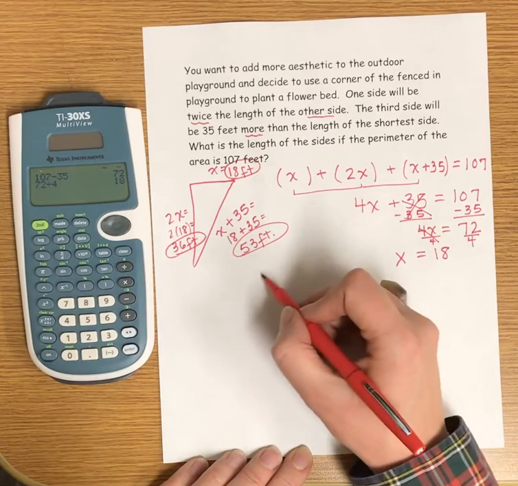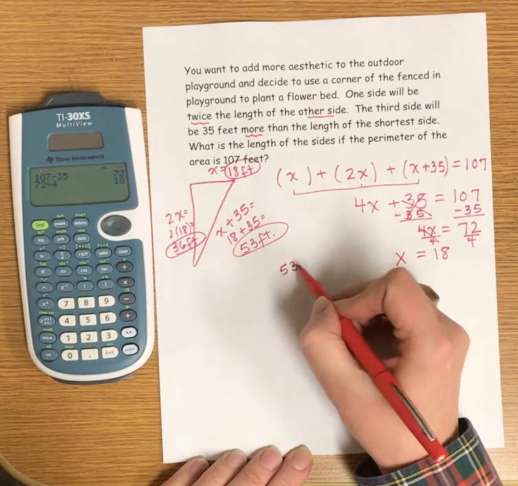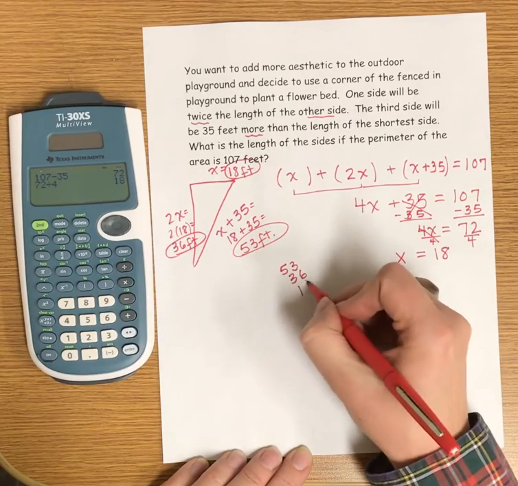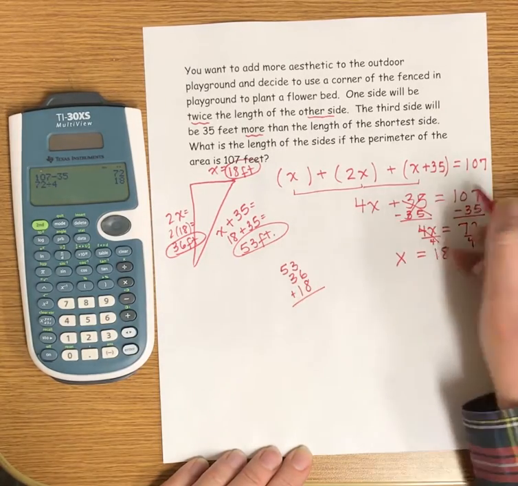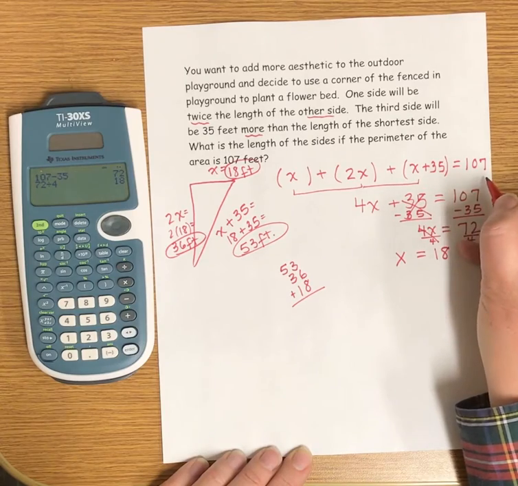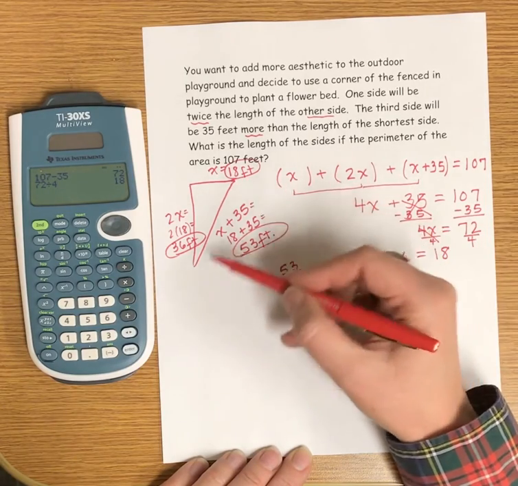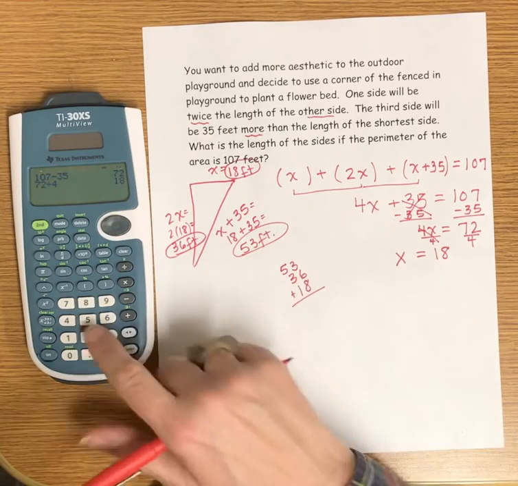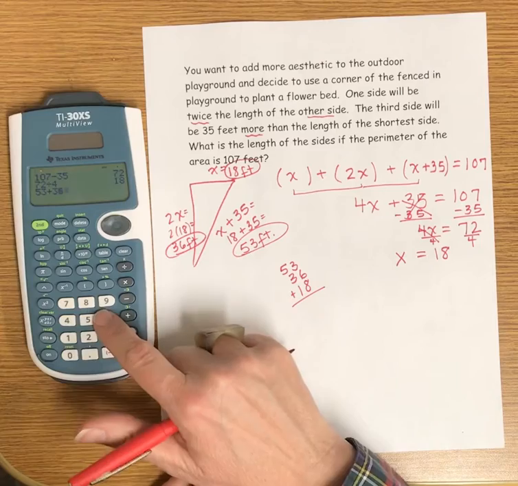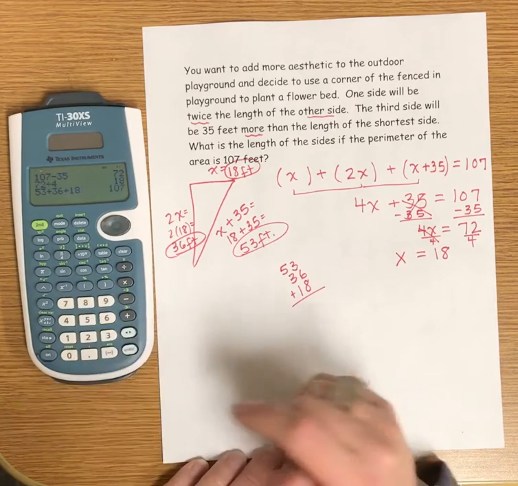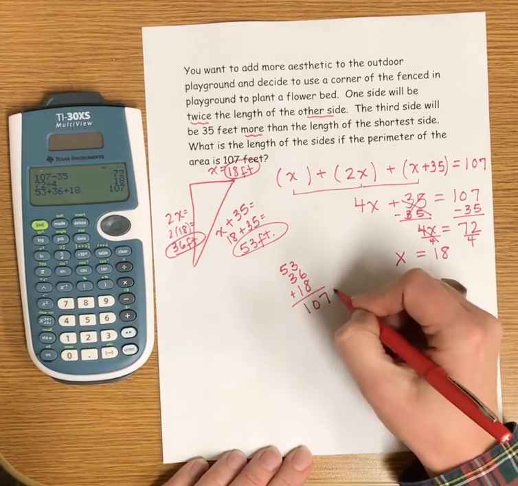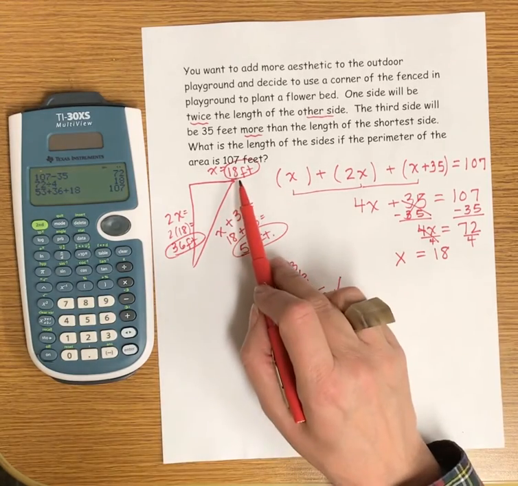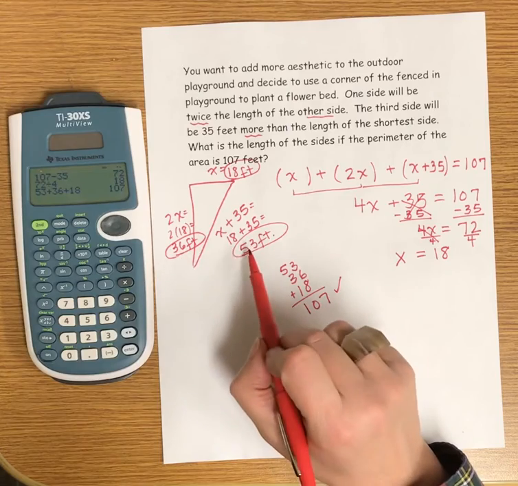To make sure I feel good about the answers, I'm going to take that 53 and that 36 and that 18 and add them all together to make sure I really do get a total of 107. In other words, let's make sure that those three sides really do add up to 107 feet. So 53 plus 36 plus 18 does equal 107. That helps us know we have the right answers. 18 feet, 36 feet, and 53 feet.